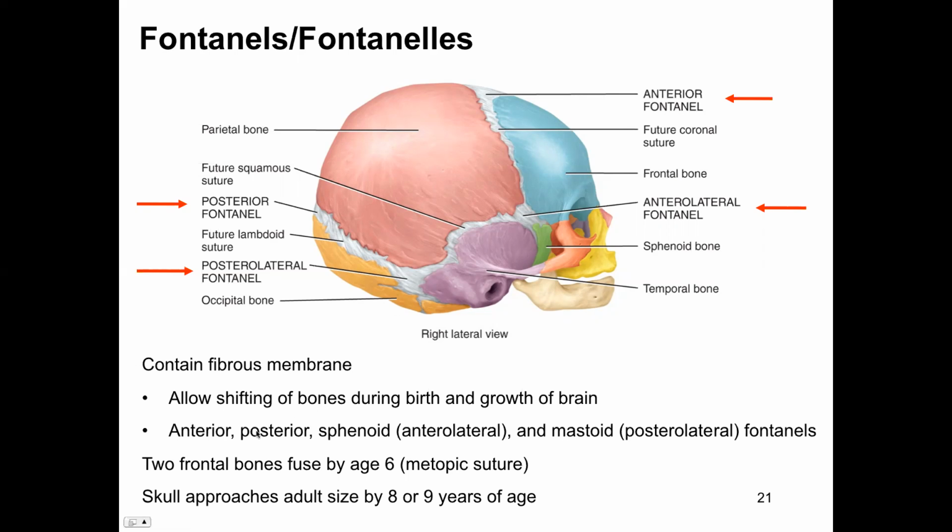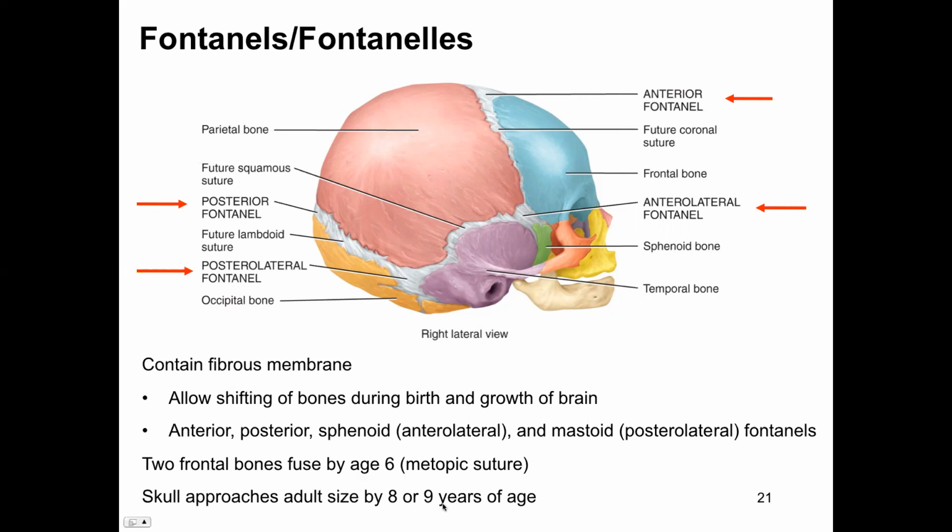So why do babies have these? Like I said, to allow for the bones to shift during birth, and also to allow for the growth of the brain. Remember, infants have more bones than adults. So the two frontal bones are going to fuse by age 6. And by 8 or 9, the skull is going to approach adult size, even though kids are smaller. So that's why sometimes the head looks a little bit bigger on some kids.